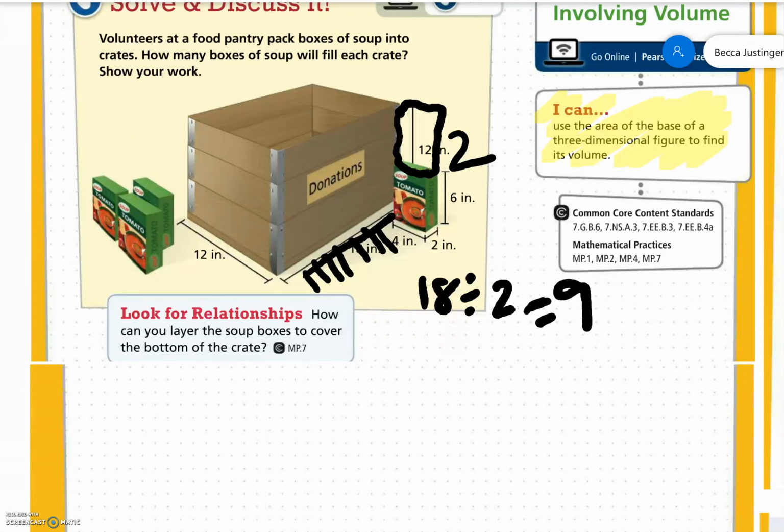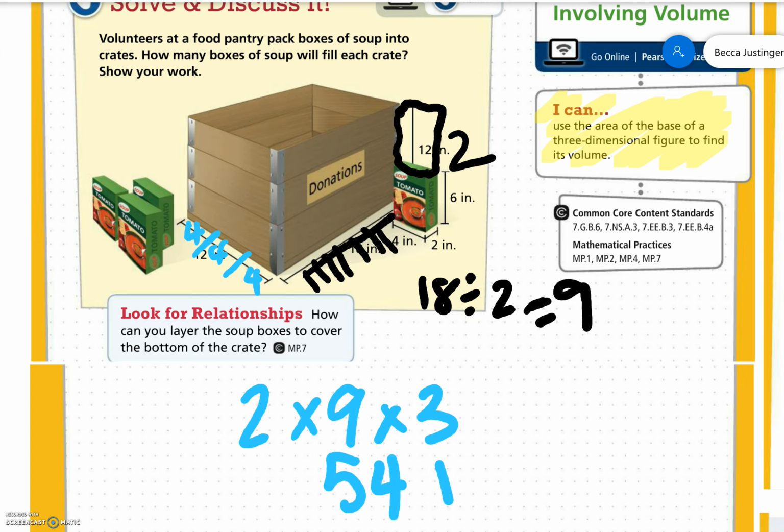And how far back can we stack them? Well, they're each 4 inches, and there's 12 inches. So 4 plus 4 plus 4 gives us 12. So we can fit 2 going up and down, times 9 going from front to back, times 3, which is side to side. So 2 times 9 times 3. 2 times 9 is 18 times 3. We could fit 54 boxes.